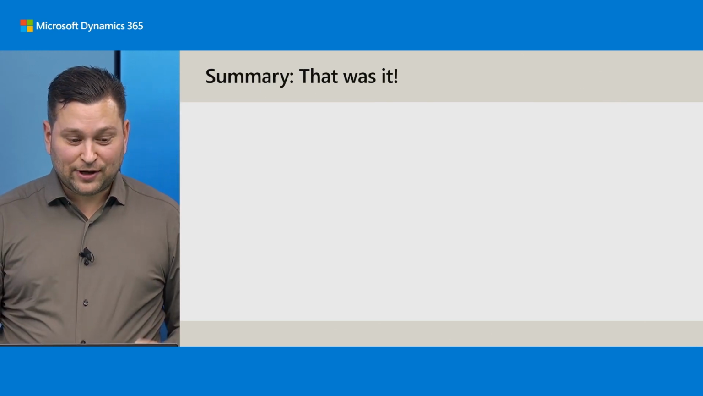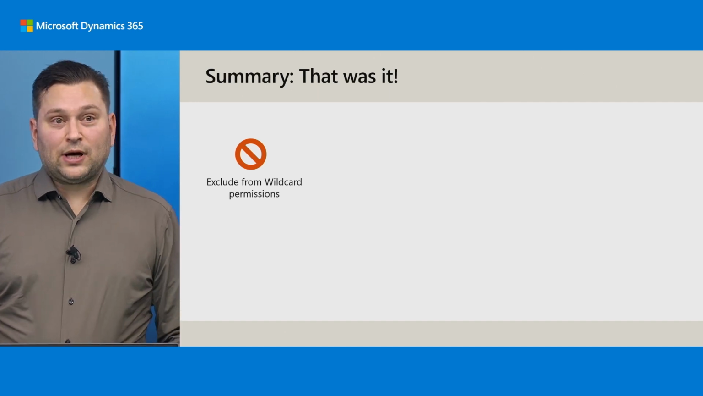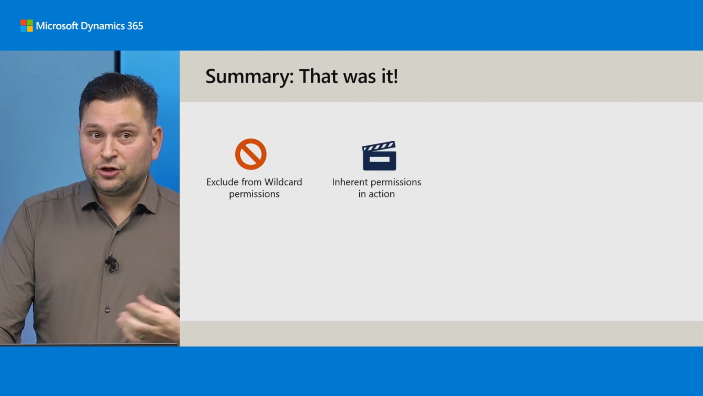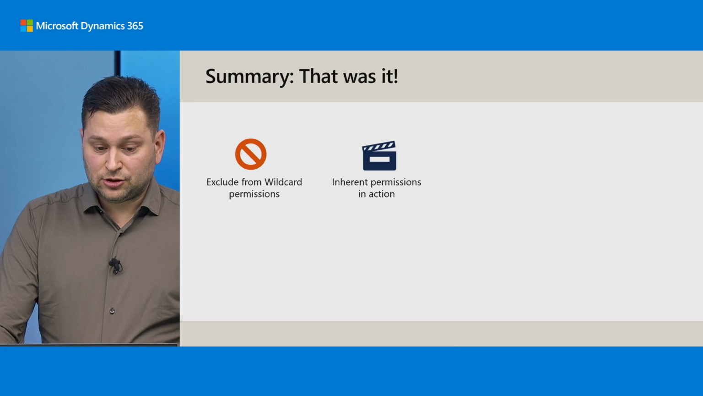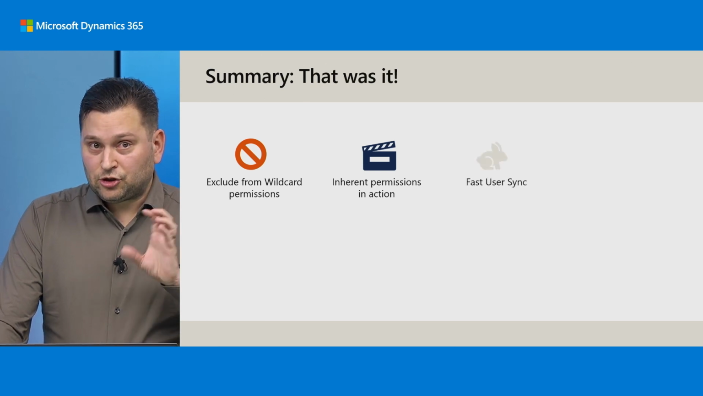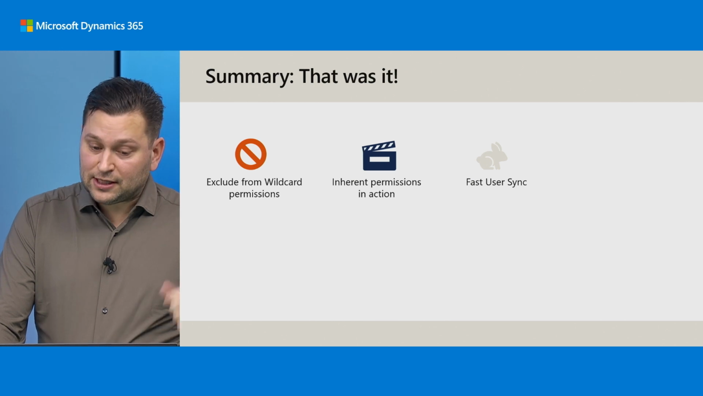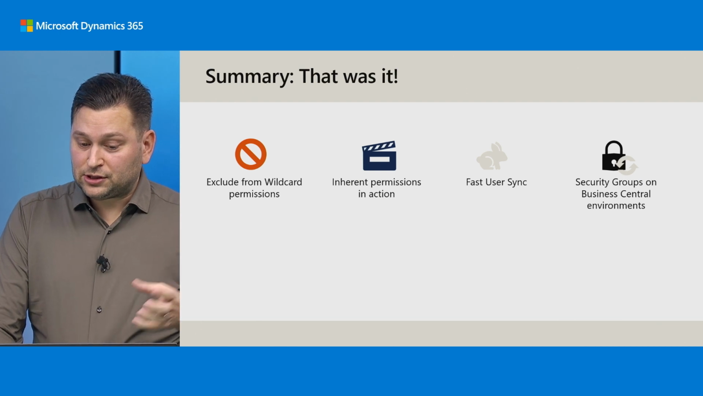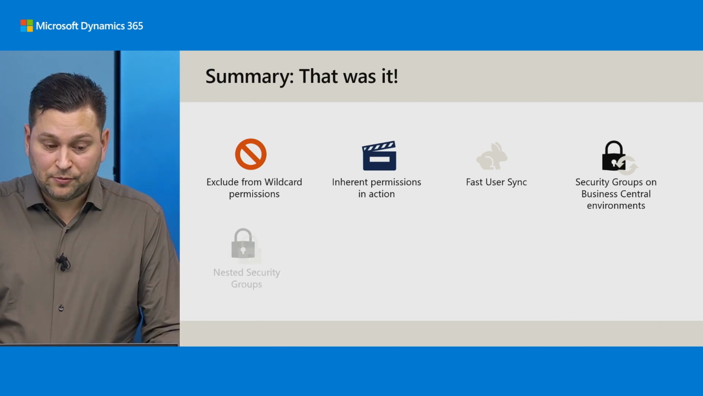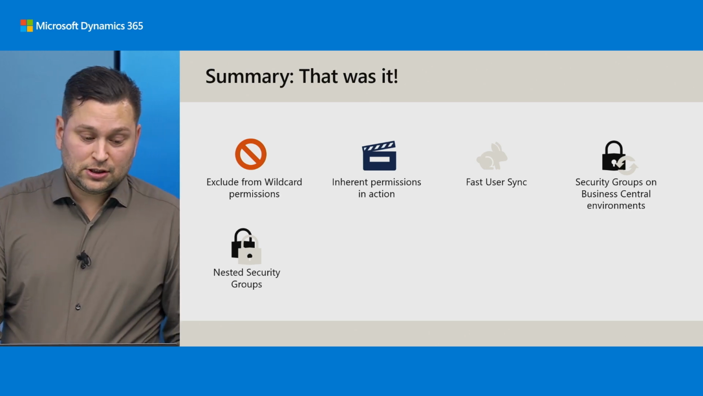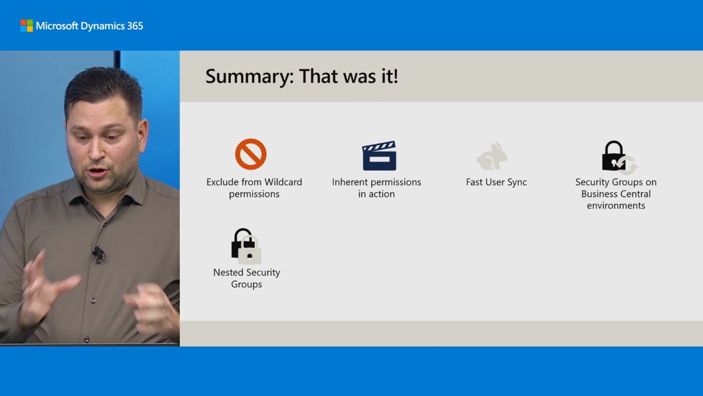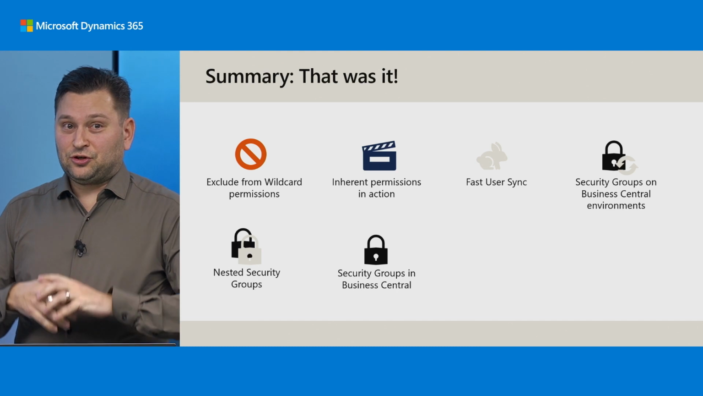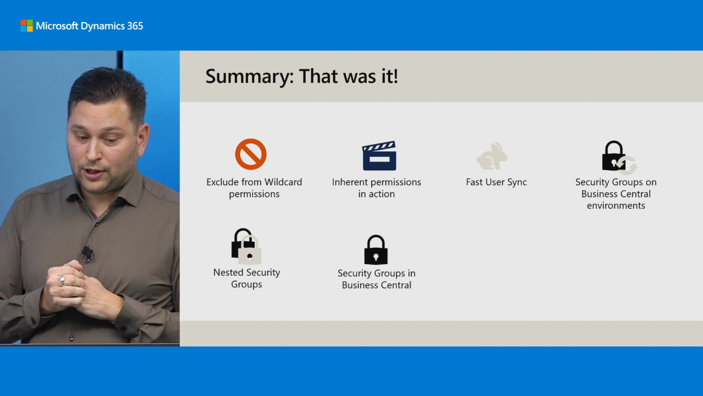We raced through 8 great topics. First, we showed how to exclude from wildcard permissions. Then we showed how we started using inherent permissions in the system application. We then quickly touched upon how user sync now is much faster than it used to be. We also showed how this user sync works now with security groups on Business Central environments. And then Ihor showed us how you can nest security groups to have a more structured security group hierarchy. And then we showed how security groups now can be used for permission control in Business Central.